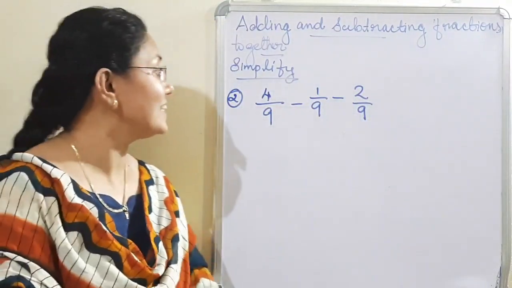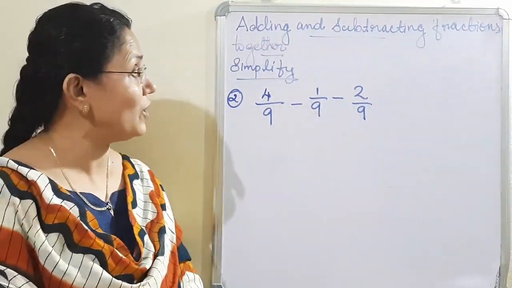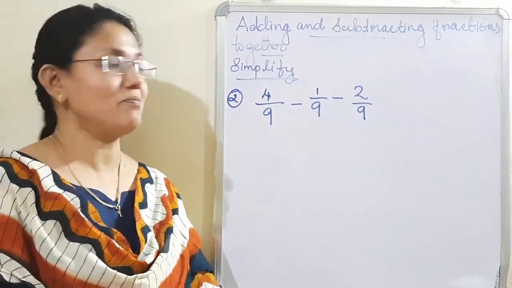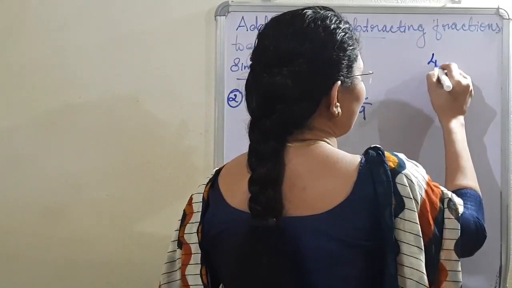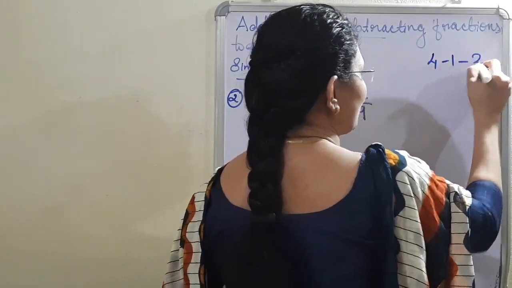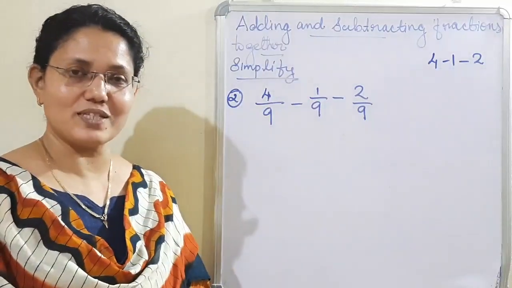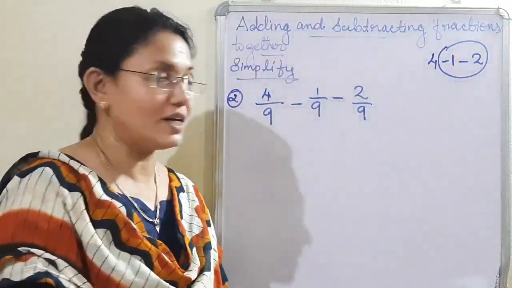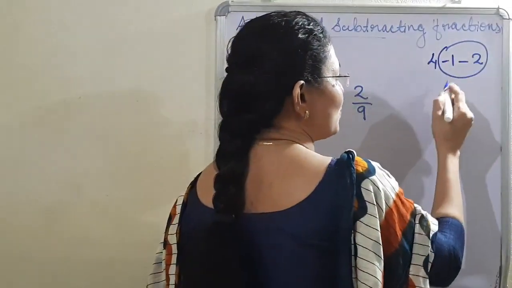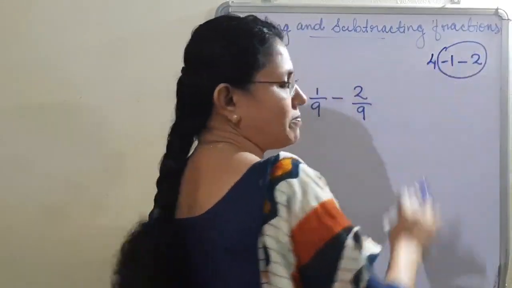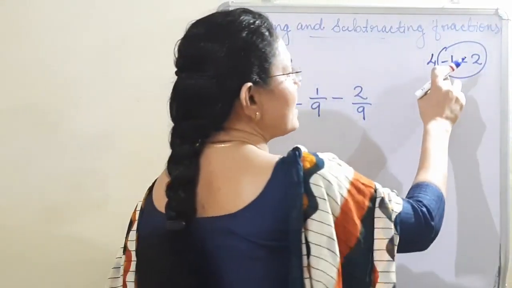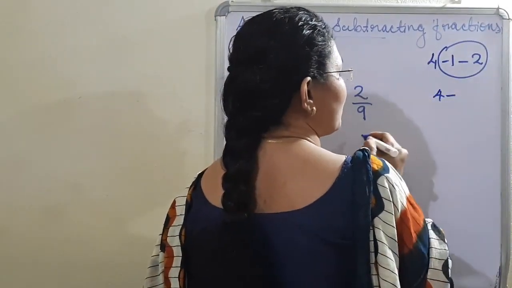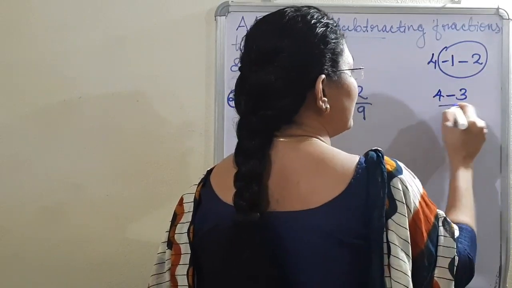In the second question, from the first fraction we have to subtract the other two fractions. With whole numbers I will show this. 4 minus 1 minus 2. In this type of question, two numbers we have to subtract. So first we have to add these two and find the sum. Now subtract. Find the sum of these with minus symbols. 1 plus 2 is 3. Therefore, from 4 you have to subtract 3.